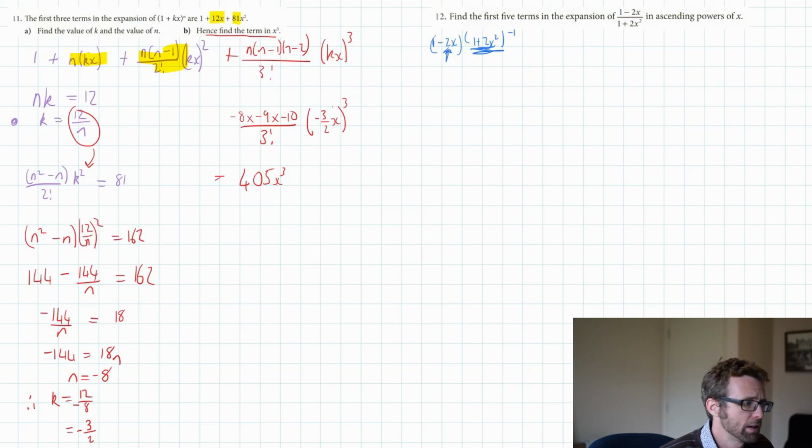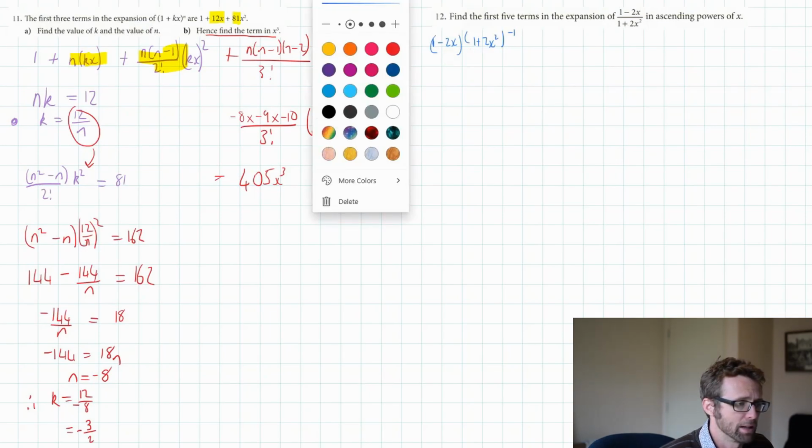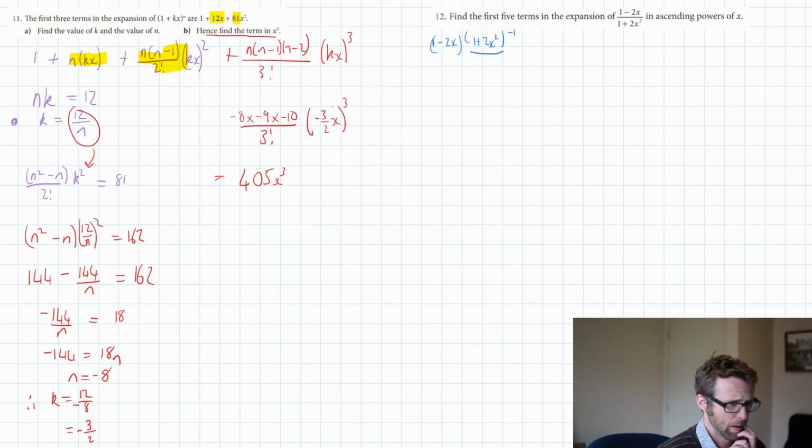On second thoughts, I may need actually to get the first 5 powers of this bracket here, because I need to times them by 1 and by minus 2x. So we'll try that. What do I get when I expand the second bracket?